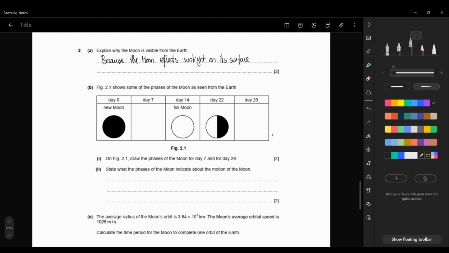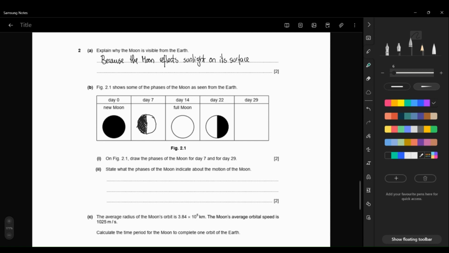So day 7 is right in between day 0 and day 14. So what's going on over here? The moon is on its first quarter. So you have to draw a circle, and it's going from new moon to full moon. So it's going to be lit only half of it, and it's going to be the opposite of that. So the part that you shade black is this one over here. It is going to be the opposite to day 22.